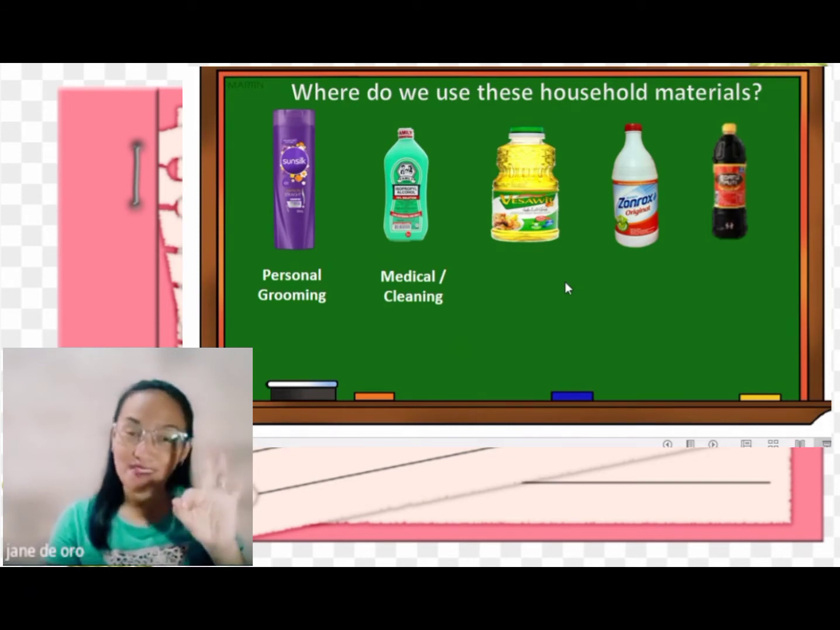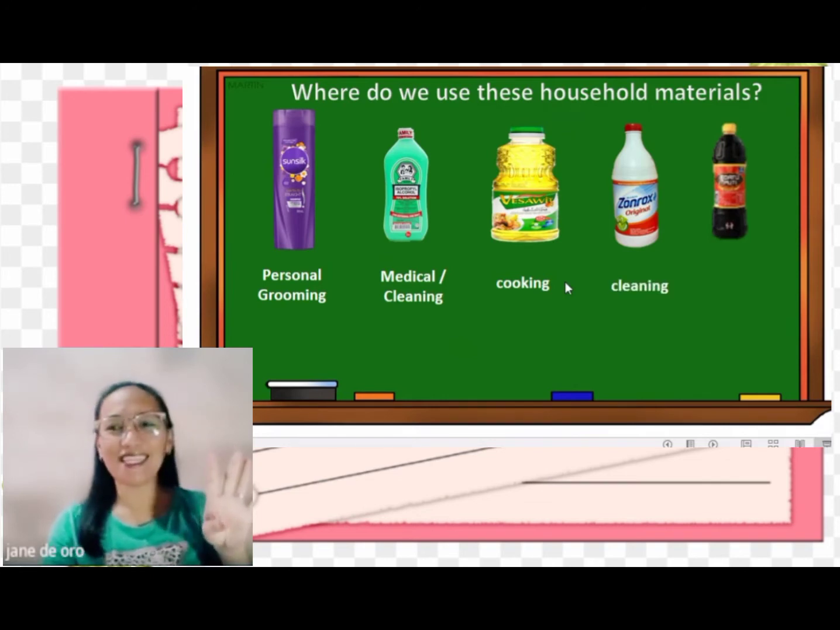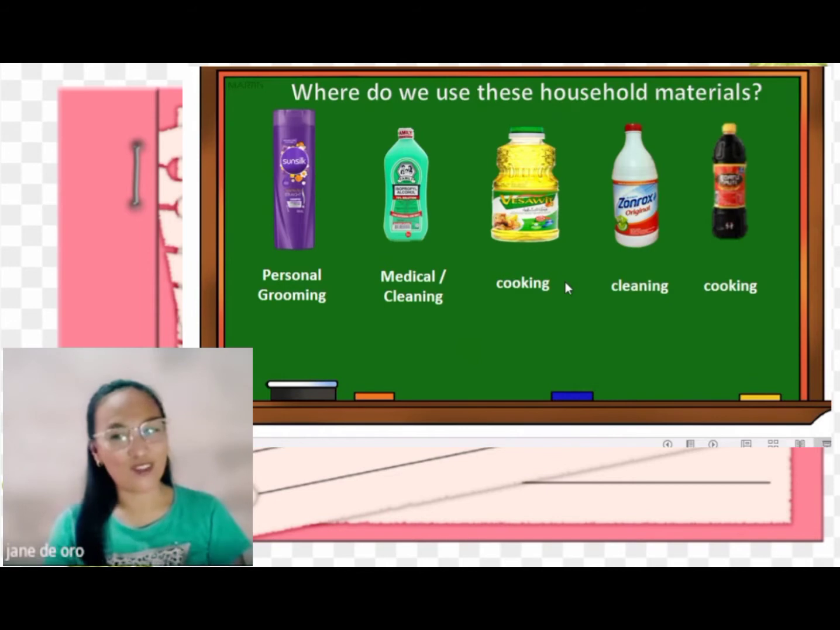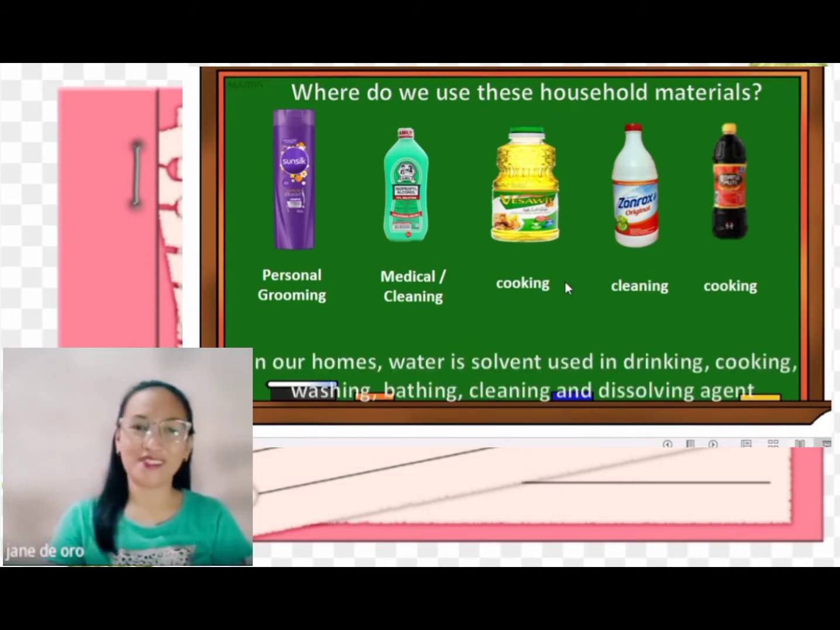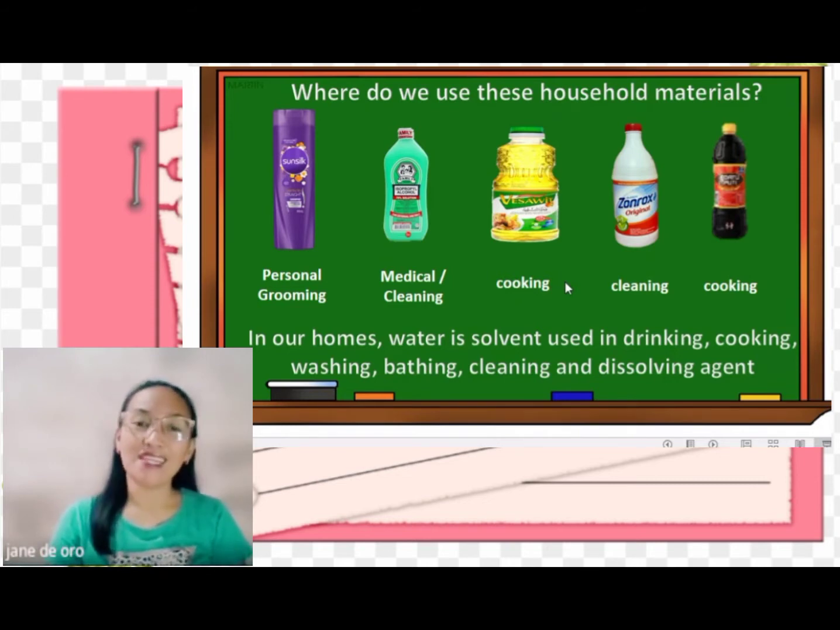And the third one, it's used for cooking. The fourth picture, it's used in cleaning. And the fifth picture and the last picture we have, it is used in cooking also. In our homes, water is solvent used in drinking, cooking, washing, bathing, cleaning, and dissolving agent.